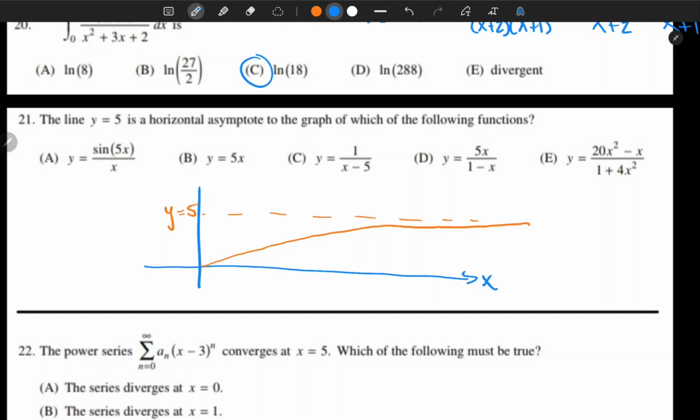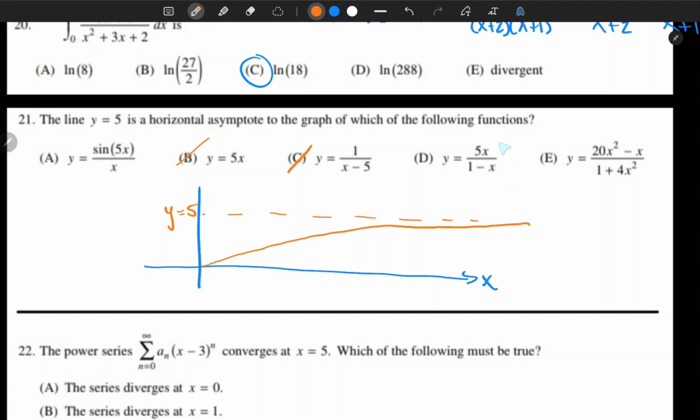So looking at each of these, we know that it's not going to be b, because b is just a linear function. It goes up forever. Similarly, c is not the answer, because although you have some weird behavior at x is equal to 5, that's actually not what we're concerned with. We're concerned with y is equal to 5. So this plot doesn't have a horizontal asymptote.